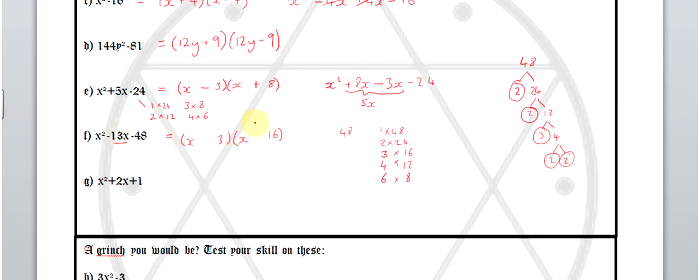Now it's minus 13, which means we'll need minus 16 and plus 3, and you can see that the plus 3 times the minus 16 is going to give you a minus 48.